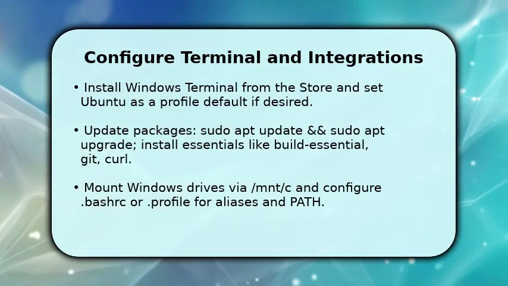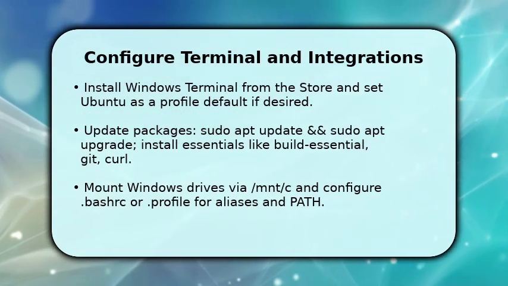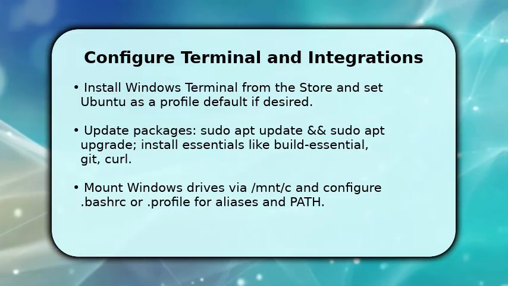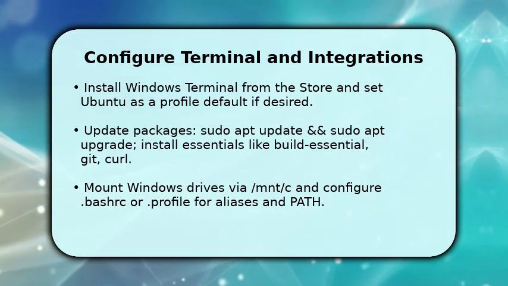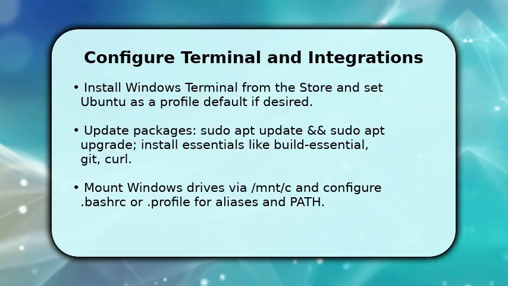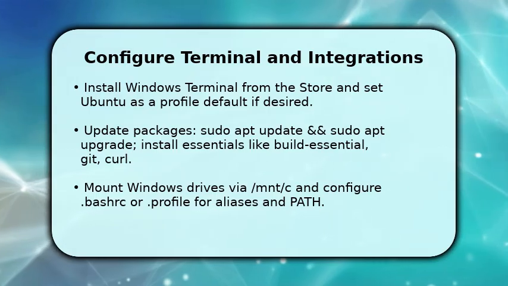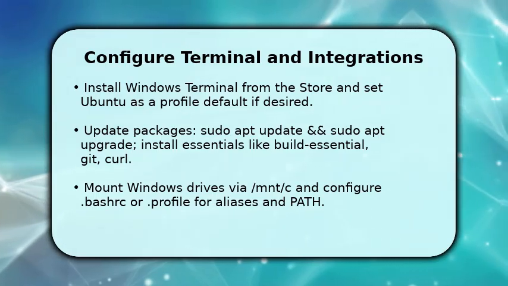Once Ubuntu is installed, get Windows Terminal for a modern shell experience and add Ubuntu as a profile so you can open it quickly. You should update packages with sudo apt update and sudo apt upgrade, then install essentials like build-essential, git and curl because you will need compilers and tools.